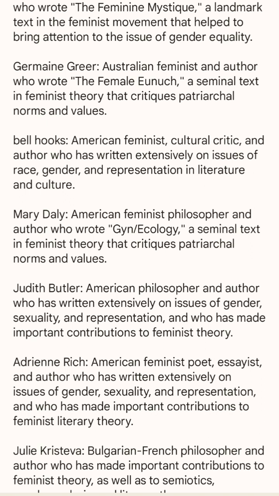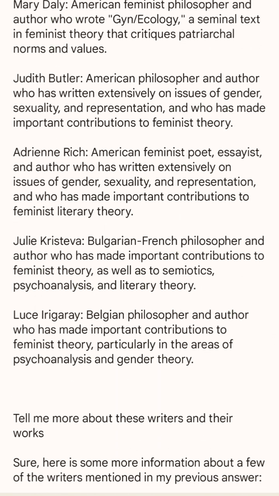And then there is Judith Butler. Judith Butler is an American philosopher and author who has written extensively on the issues of gender, sexuality, and representation, and who has made important contributions to feminist theory. There is also Adrienne Rich. Adrienne Rich is an American feminist poet, essayist, and author who has written extensively on issues of gender, sexuality, and representation, and who has made important contributions to feminist literary theory.